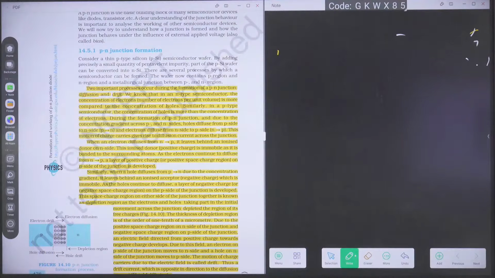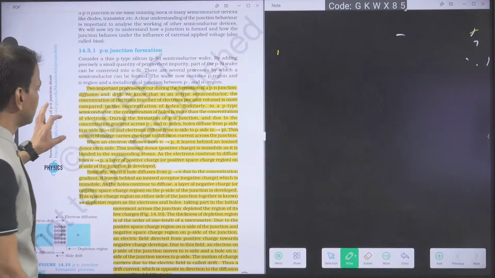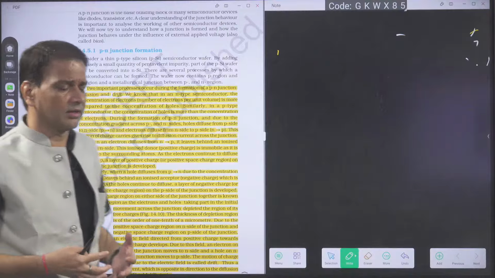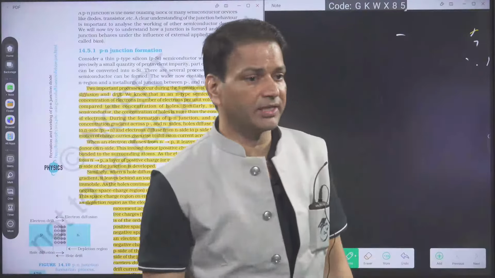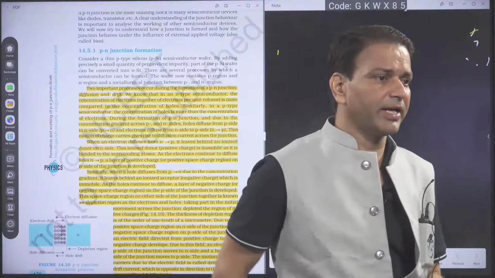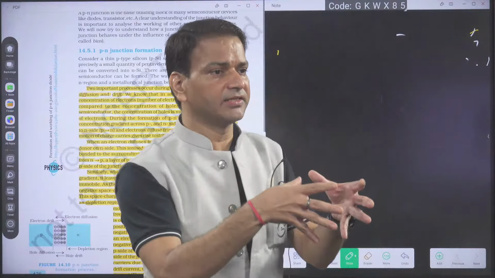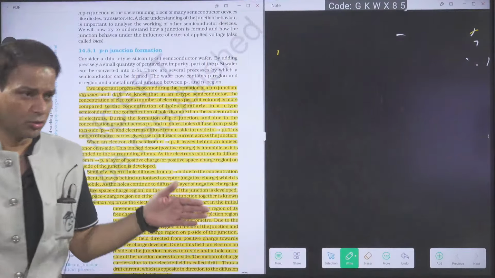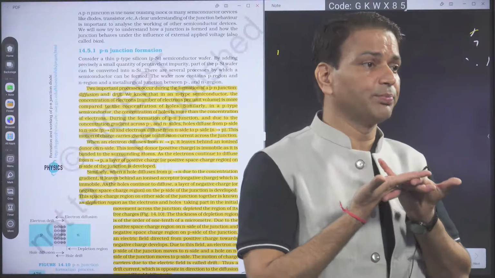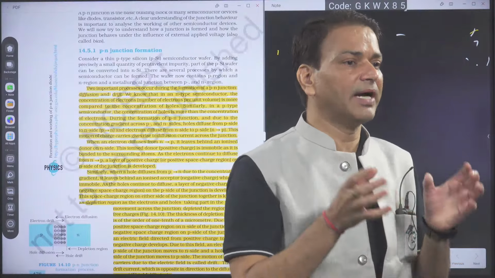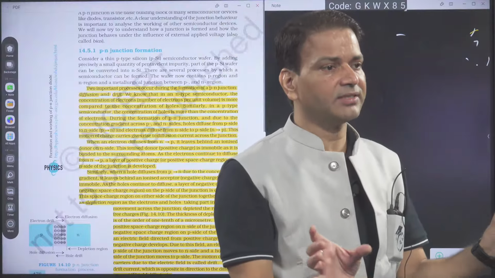So in the PN junction, P and N means one is a P-type semiconductor and one is an N-type semiconductor. But we cannot make a PN junction by taking P and N and sticking them together. Why? Because by sticking them, they will not come into contact at the atomic level. So a PN junction cannot be made by joining P and N semiconductors.